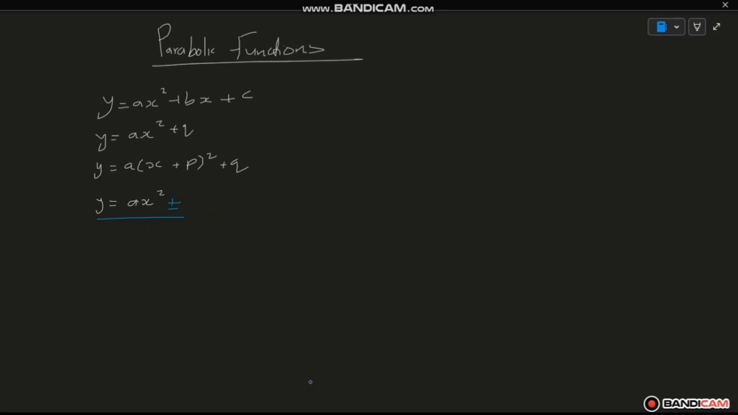But the other ones are translated up. Why? Because the q and c are positive. If they were negative, we would say these graphs were translated down. But we'll talk about that. It's very important to know these formulas, and how to solve each thing whenever you are given this formula, or whatever formula, of a parabola. So here we have the value of a and the value of q.